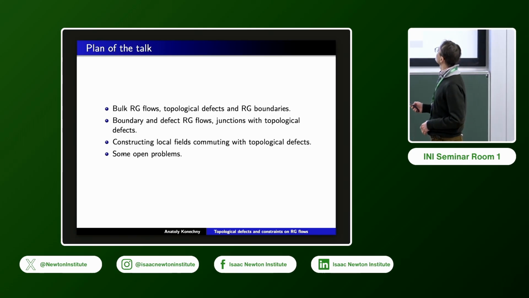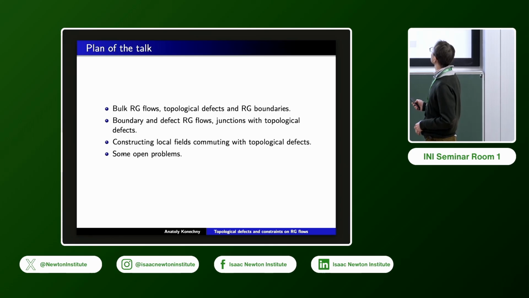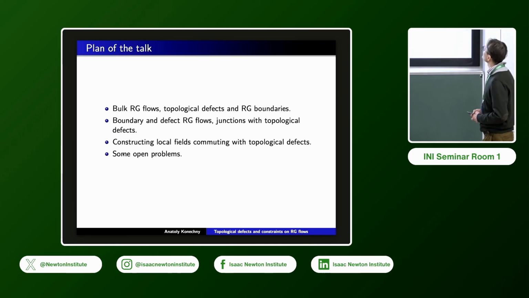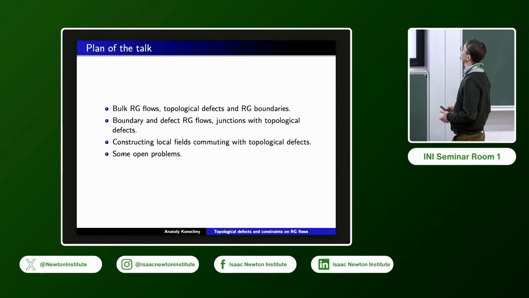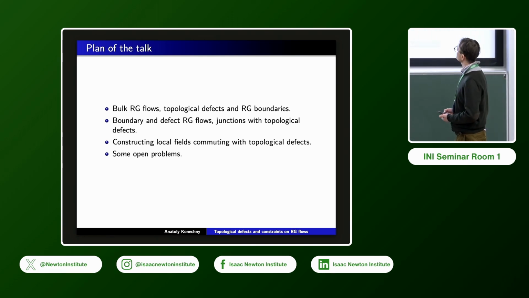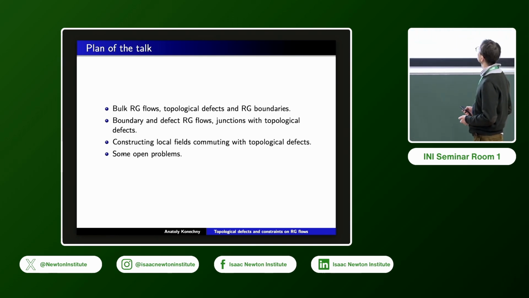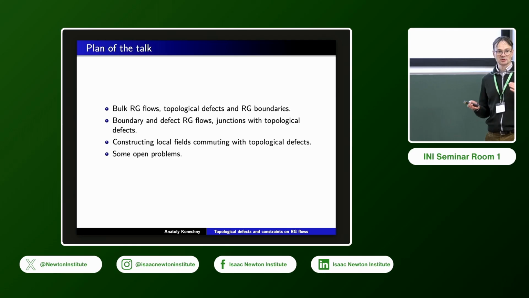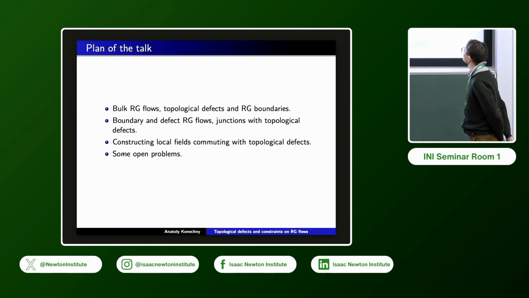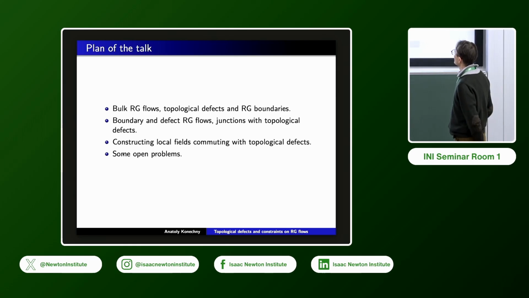So I'll start with bulk RG flows, and we'll discuss what constraints you can get from topological defects there, and I will use the language of RG boundaries for massive flows. Then I'll switch to boundary and defect RG flows, and there I'll discuss junctions with topological defects, junctions between defects and boundaries, and what constraints you can get from those.